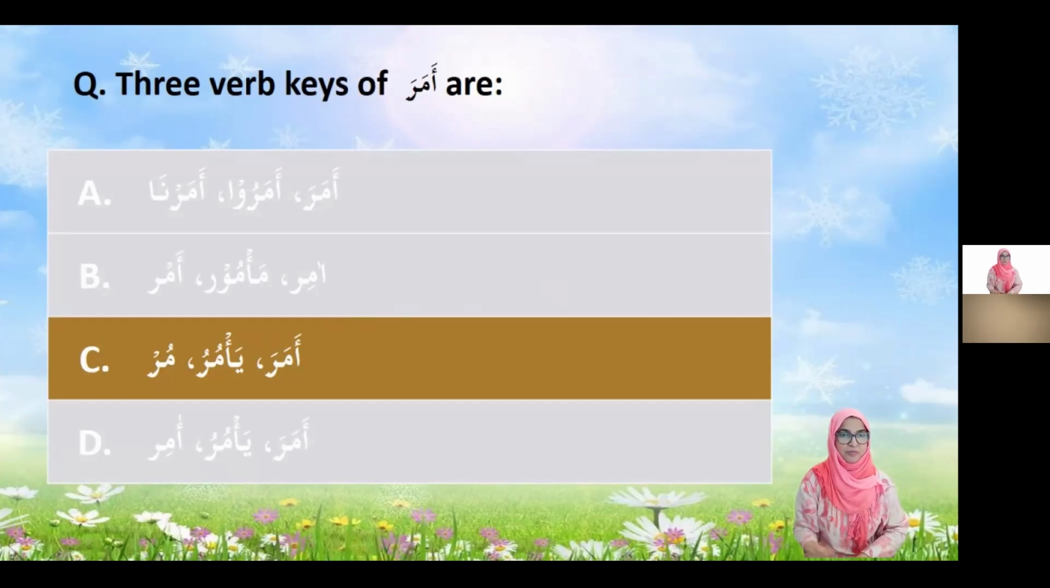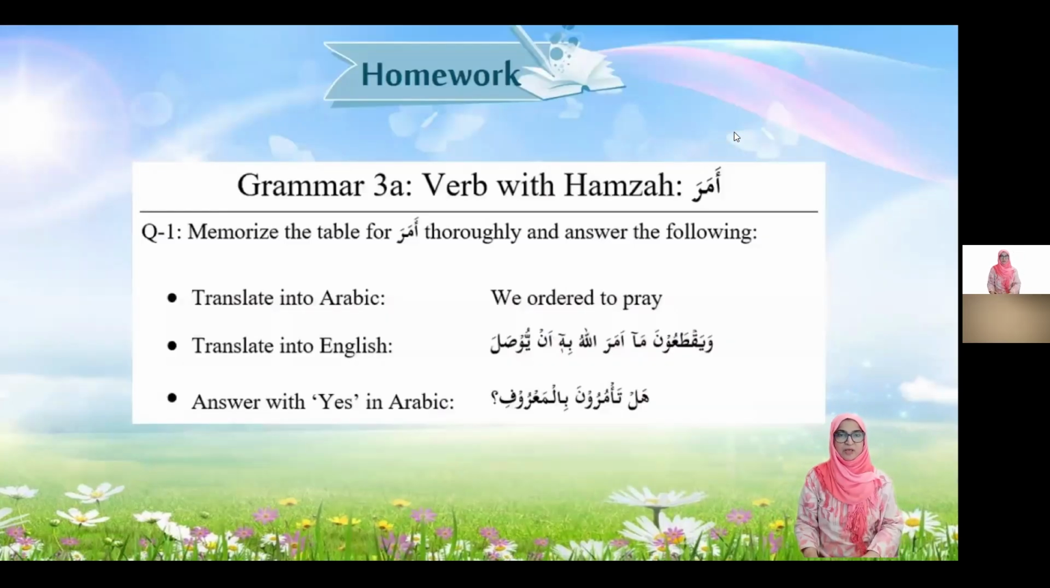This is the verb. So when you know it is a verb key, you must remember the TPI of it: Amara, Ya'muru, Mur. And when I say noun, it is fa'il, maf'ul, fa'il. Fa'ala, yaf'alu, if'al. Okay, today's lesson is over.